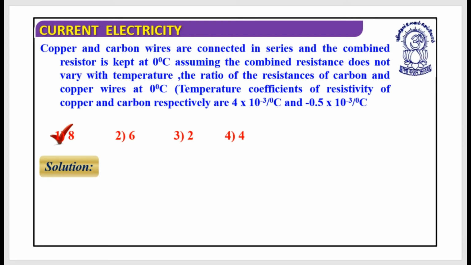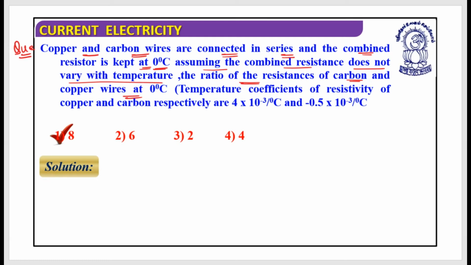Let's look at the next question. What does it say? Go through it very carefully. It says that copper and carbon wires are connected in series and the combined resistance is kept at 0 degrees Celsius. Assuming the combined resistance does not vary with the temperature, find the ratio of the resistance of the carbon and copper wire at 0 degrees Celsius.